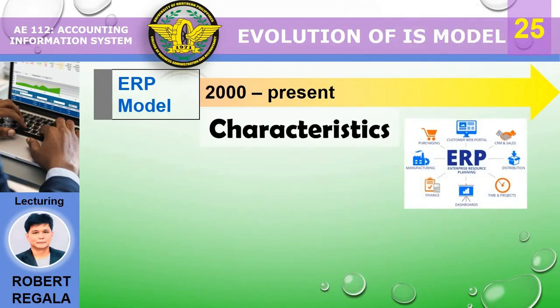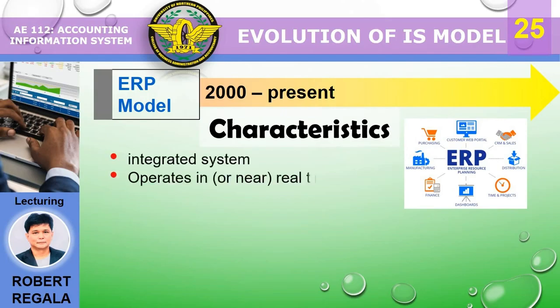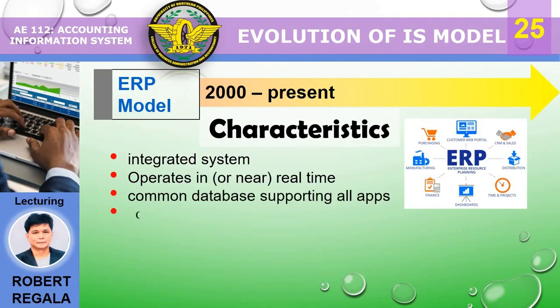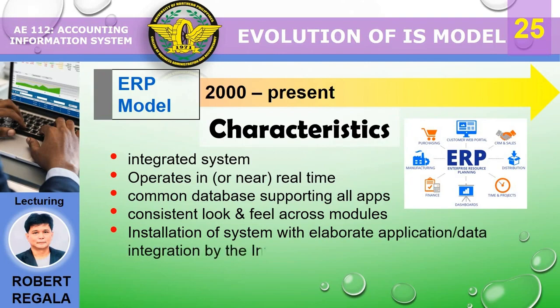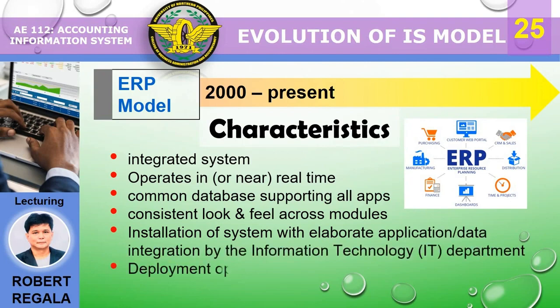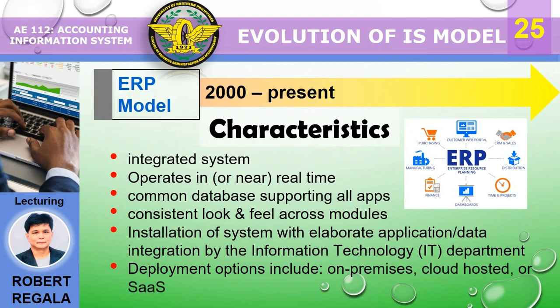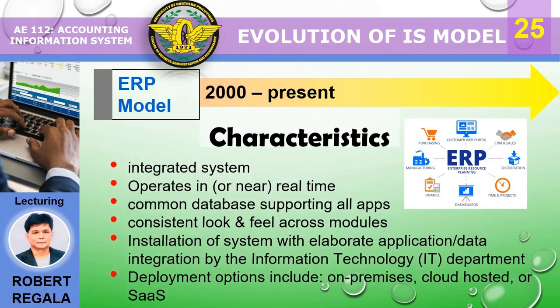Characteristics. ERP systems typically include the following characteristics. An integrated system operates in or near real time. A common database that supports all the applications. A consistent look and feel across modules. Installation of the system with elaborate application/data integration by the IT department, provided the implementation is not done in small steps. Deployment options include on-premises, cloud-hosted, or software as a service or SaaS.